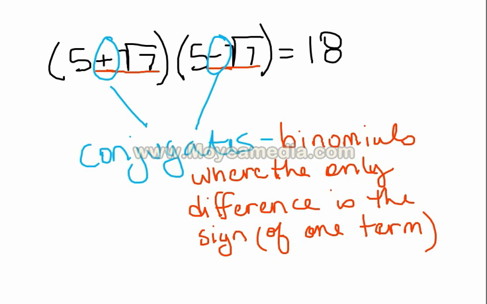Whenever you have conjugates that contain integers and the square roots of those integers, when you multiply them, you are always going to get an integer. Now this is useful, and I'm going to show you why.